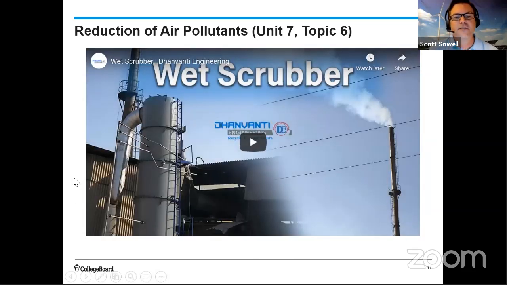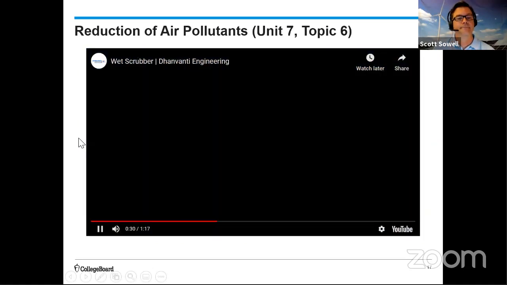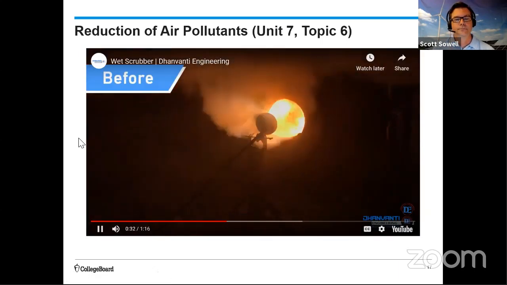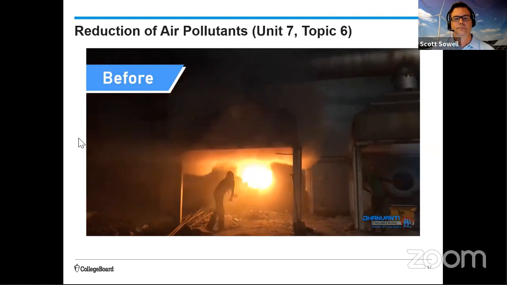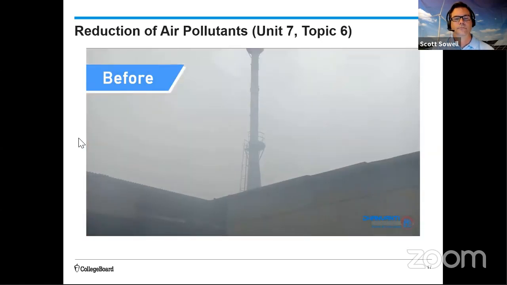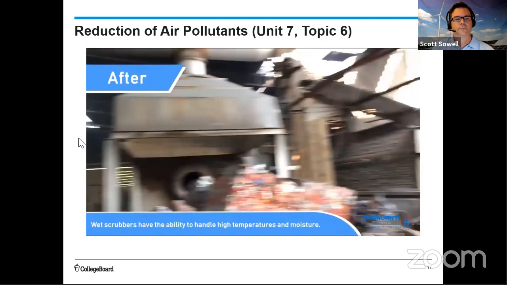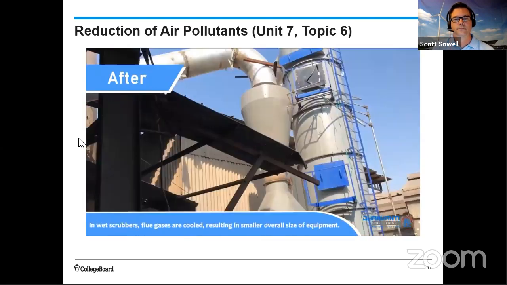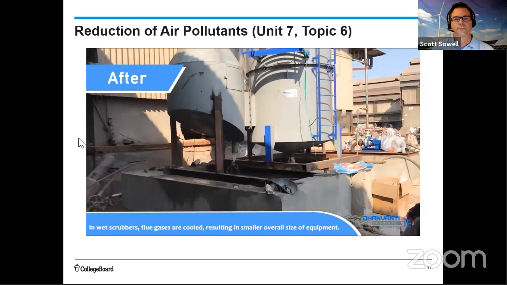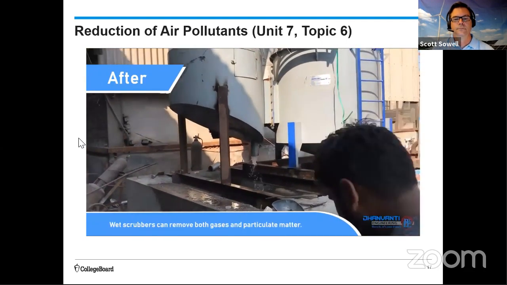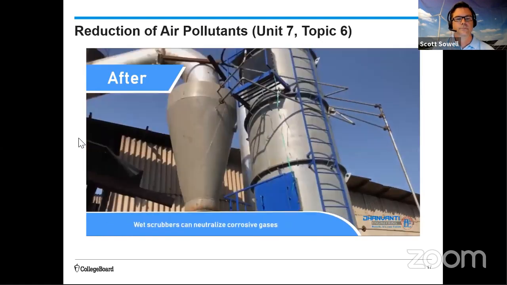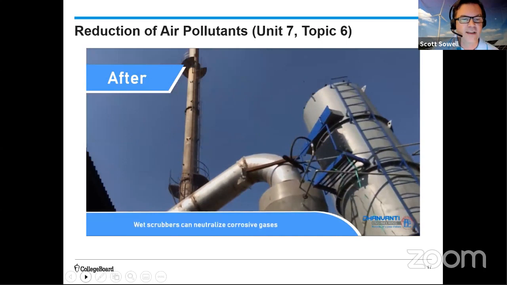Here is an example of a factory in India before and after they installed a scrubber. Now, you wouldn't be able to see really the decrease in SOx, but what you can see is a really strong decrease in the amount of particulate matter. So you can see it was a dramatic effect after they installed it.